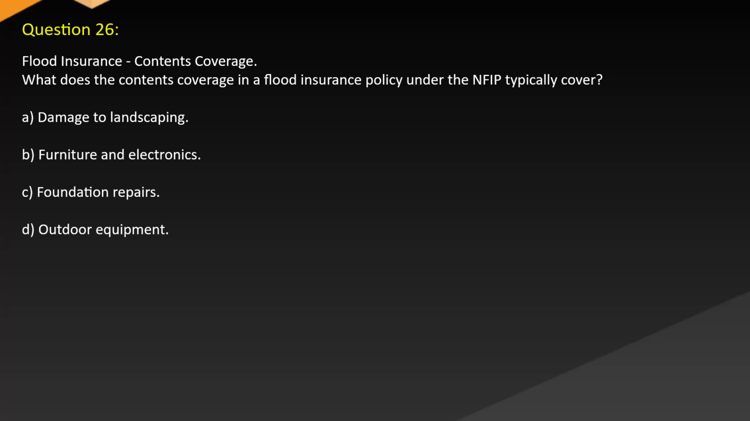Contents coverage. What does the contents coverage in a flood insurance policy under the NFIP typically cover? A. Damage to landscaping. B. Furniture and electronics. C. Foundation repairs. D. Outdoor equipment.